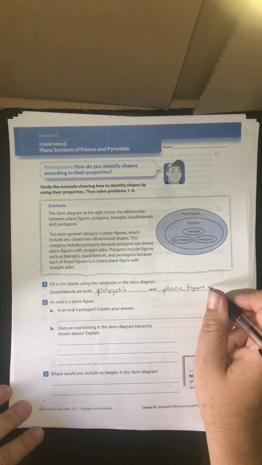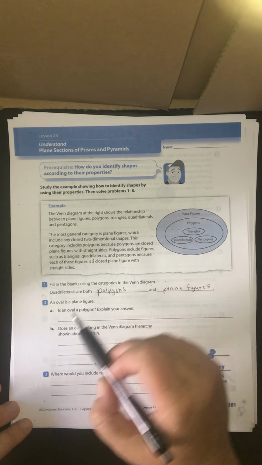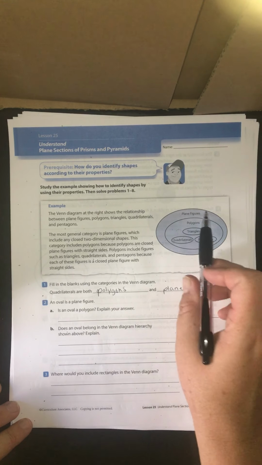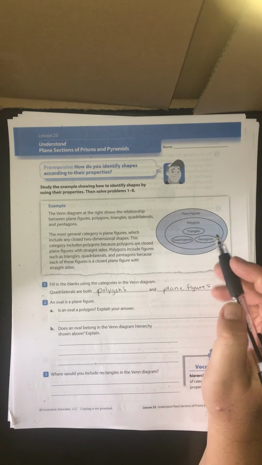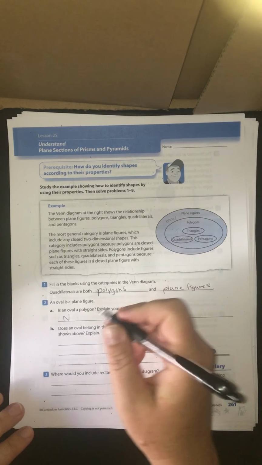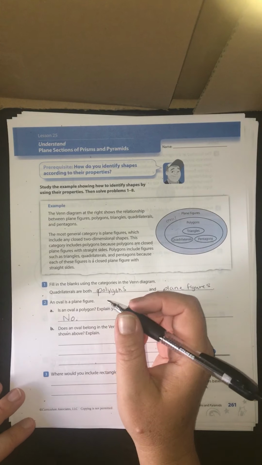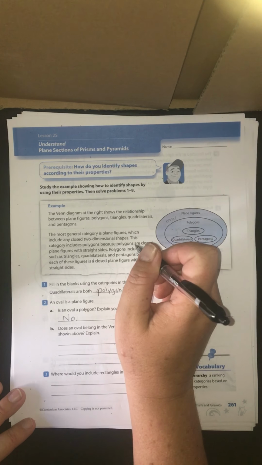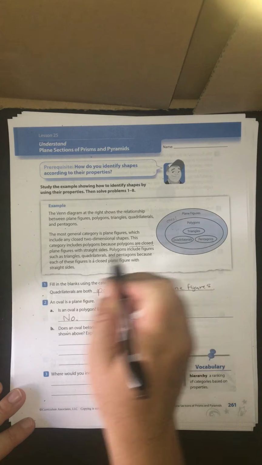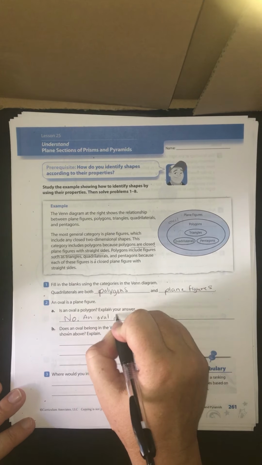Okay, it also says that an oval is a plane figure, is an oval a polygon. So if an oval is a plane figure, does that necessarily mean that it's a polygon? No. Right? Because if it's an oval, it could be right here. So a polygon is something that has straight sides. Okay, so they're closed figures with straight sides. So an oval does not have straight sides.